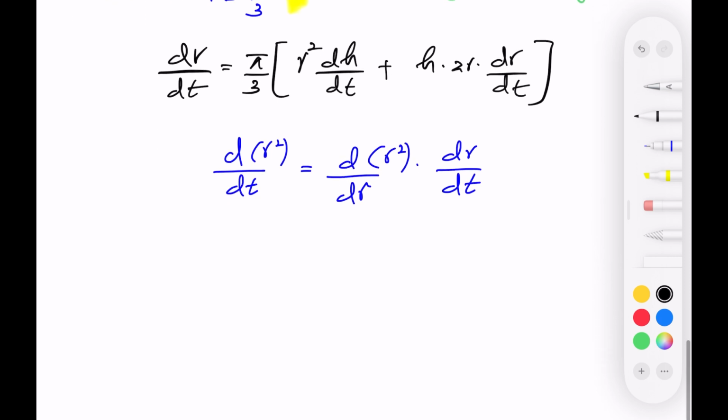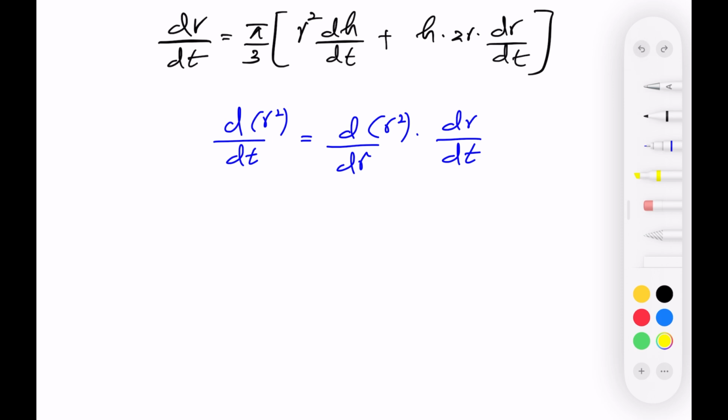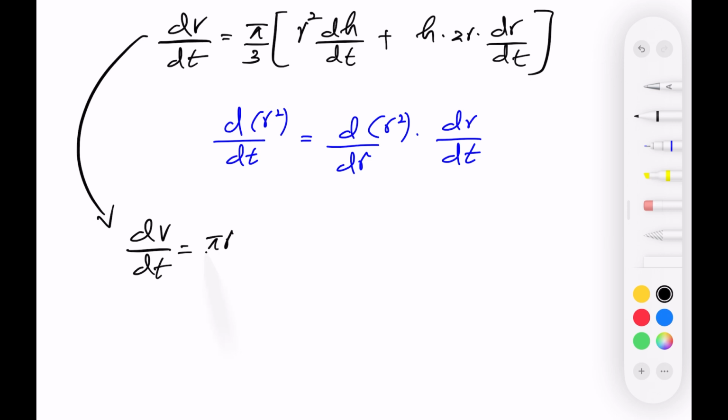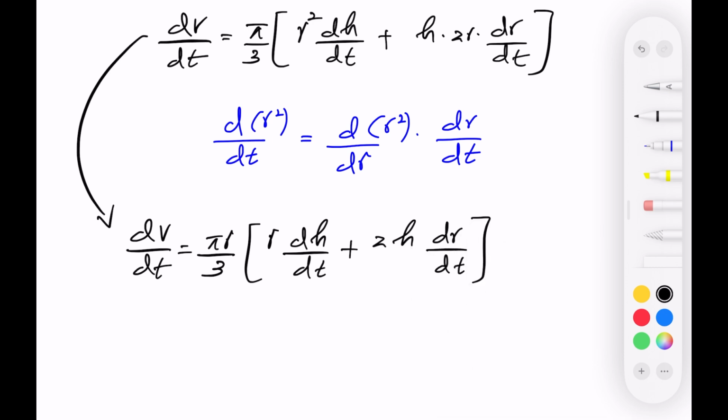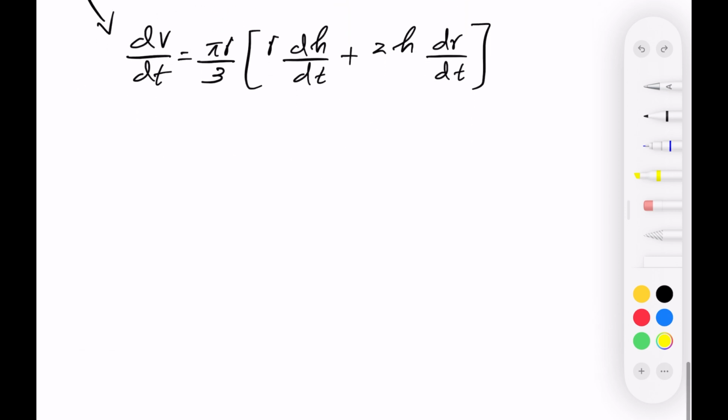Now we can do some further simplifications if interested, because you can see that r can be factored out. There's nothing much that can be done actually, but let me go ahead and just factor out the r. We have dV by dt equals pi r over 3 brackets r times dh by dt plus 2 times h times dr by dt. Please note that I have factored out 1 r. This is basically all I need for part B. Now we can go on to part C.